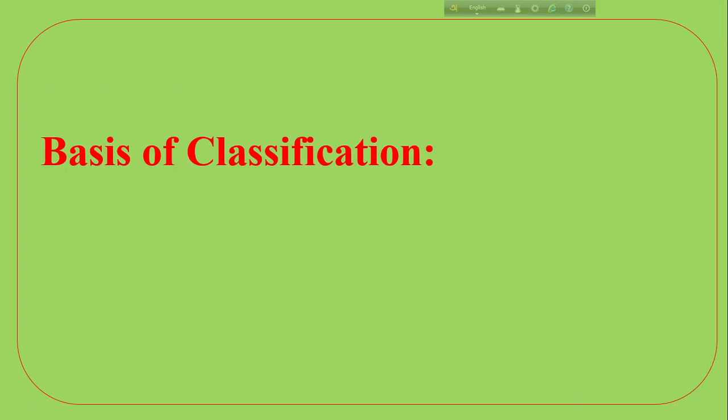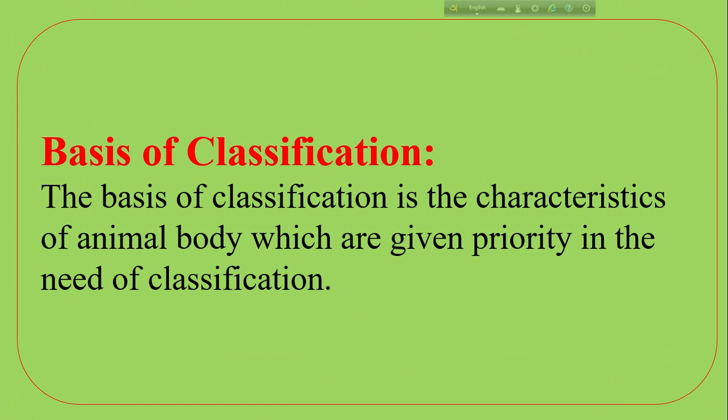Basis of classification. The basis of classification is the characteristics of the animal body which are given priority in the need of classification. We may say it another way. All the features that are important to classify are called the basis of classification. I am saying again, all the features, all the characteristics that are important to classify are called the basis of classification.